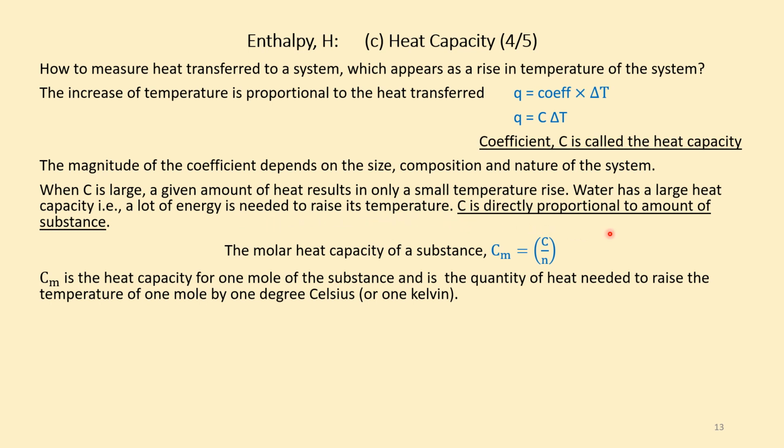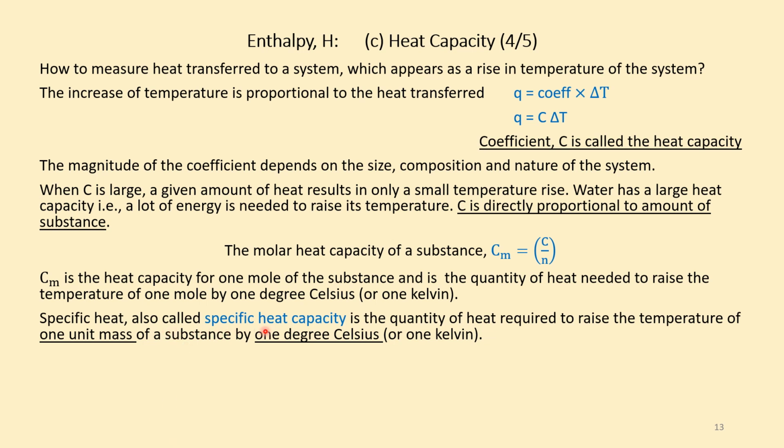Capital C is directly proportional to the amount of the system. Therefore, the molar heat capacity of a system, capital C subscript m, Cm, is equal to capital C by n. So Cm is the heat capacity of 1 mole of the substance and is the quantity of heat needed to raise the temperature of 1 mole by 1 degree Celsius or 1 Kelvin.